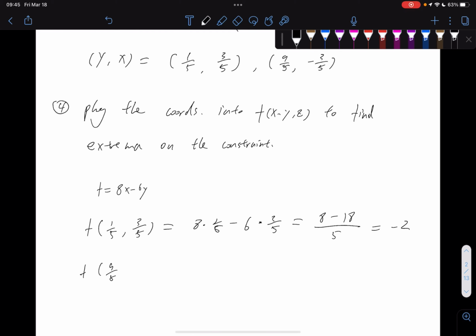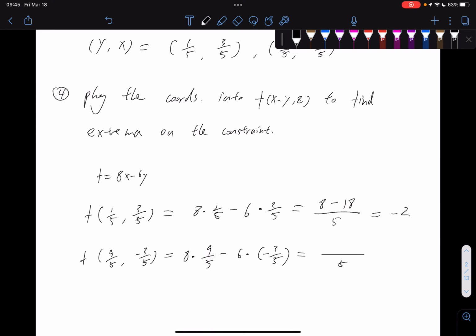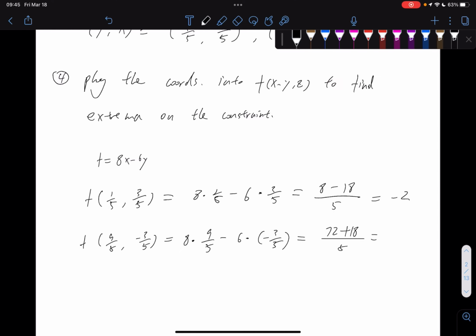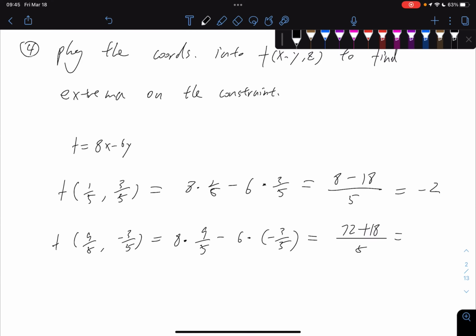9 over 5 and then negative 3 over 5 equals a times 9 over 5 minus 6 times negative 3 over 5. So the denominator is 5 again. So that's 72 plus 18. So that's 90 over 5. That's 18.